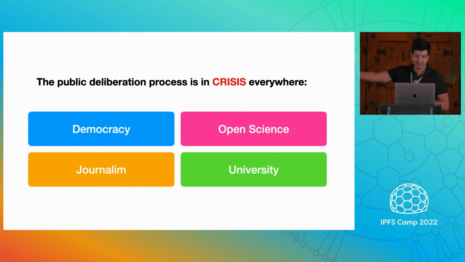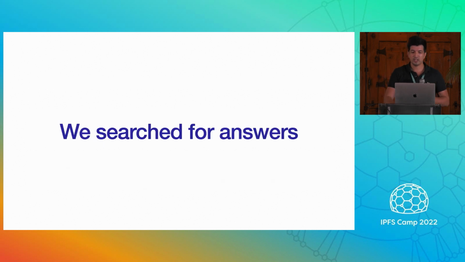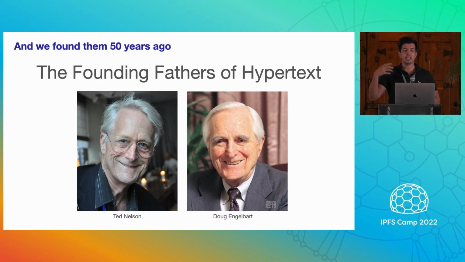But we think that the public derivation process is in crisis. These are some of the examples. We did a lot of research, and we found that hypertext was the solution. And we found it 50 years ago from our founding fathers, Ted Nelson and Doug Engelbart. I don't know if anyone knows those guys.